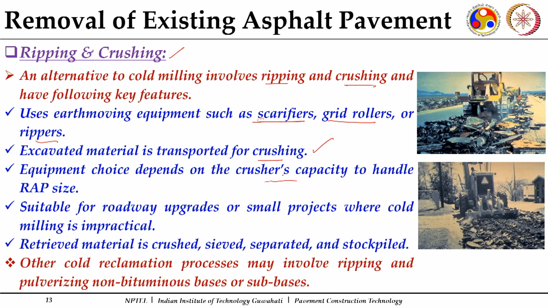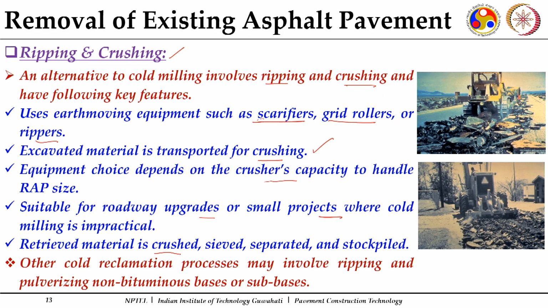Now what type of equipment can we use to crush this existing pavement? This needs to be decided on the basis of what sizes of these chunks can be accommodated during the crushing operations. If we have smaller chunks, we have to look for something which gives smaller chunks so that they can be accommodated into your crushers. It is suitable for roadway upgrades or small projects, where it is difficult to have a milling machine. And when we require greater depths, we can go for these ripping and crushing operations.